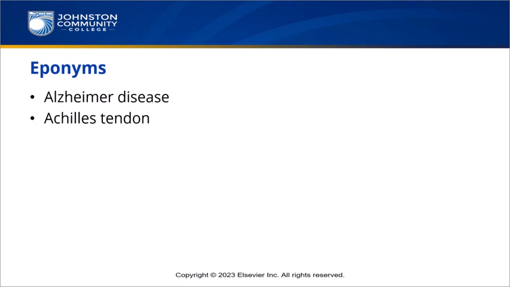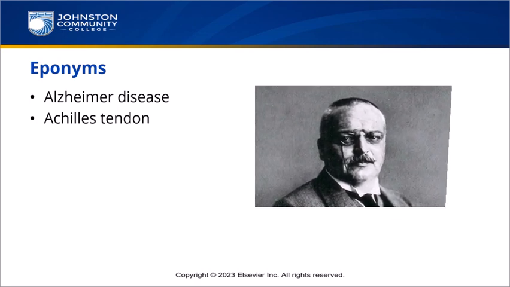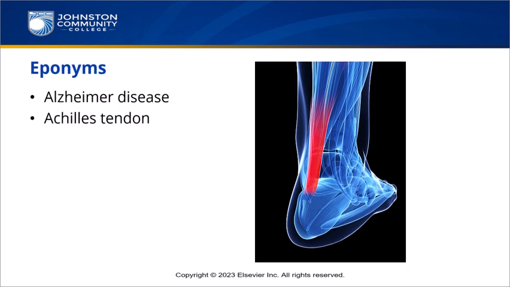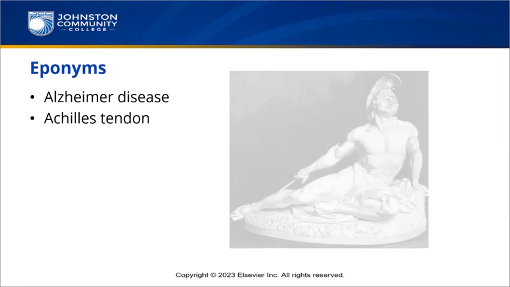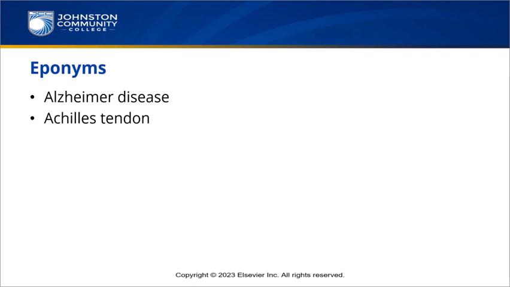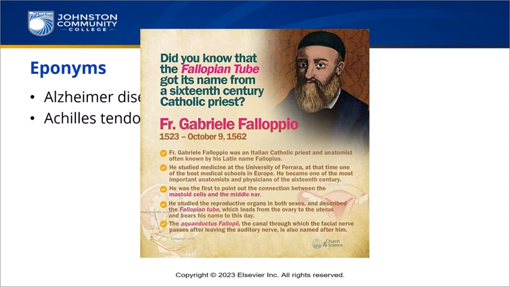Now for one of my favorite topics, eponyms. Eponyms are medical terms that carry a name of a person or a place associated with the term. Alzheimer's disease, for example, is named after German neurologist Alois Alzheimer. This disease is a progressive mental deterioration. Then we have Achilles tendon, which is the band of tissue that attaches the calf muscle to the heel bone. Achilles was a Greek hero during the Trojan War. Can you think of any others? Perhaps maybe you're thinking of Parkinson's disease or Lou Gehrig's disease. Fallopian tubes is also one, and there are many more.